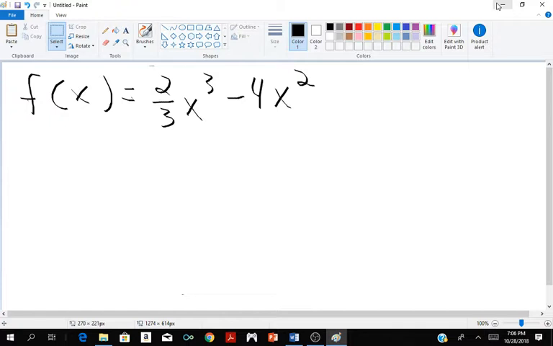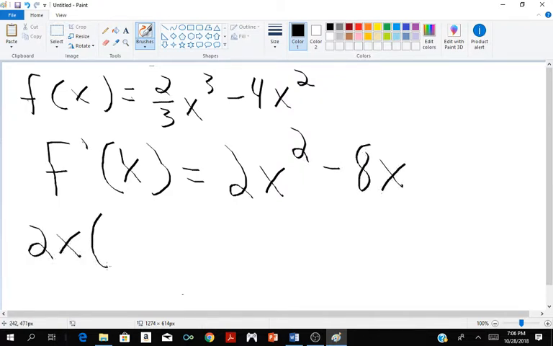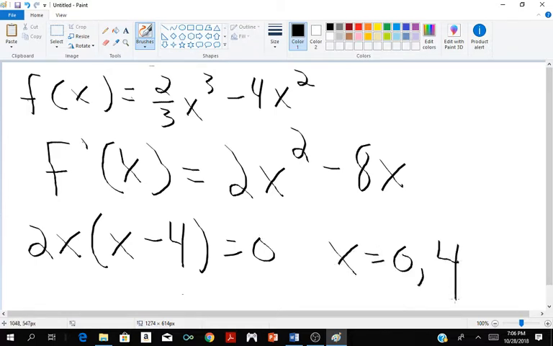So first we're going to take the first derivative. So f prime of x equals 2/3 times 3 is going to be 2x squared minus 8x. And if you factor that, we take out a GCF of 2x to get x minus 4. And we're going to set that equal to 0. And you get x equals 0 and 4. Get all that down, give you a second, and then we're going to erase it.